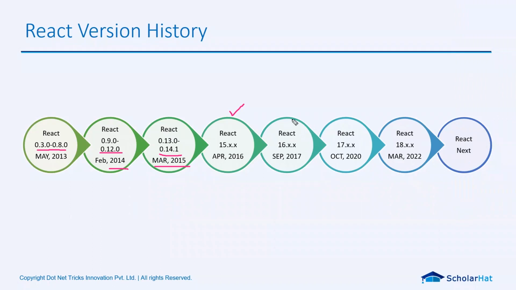Then we had React 16, React 17, and the latest version is React 18. It was released in March 2022. So every 2 years, sometimes even in 1 year, you will have a new version of React.js. But React is quite stable. We don't have breaking changes here. And obviously you will have the next release of React. It might be next year, it might be after 2 years, depending upon the plan.